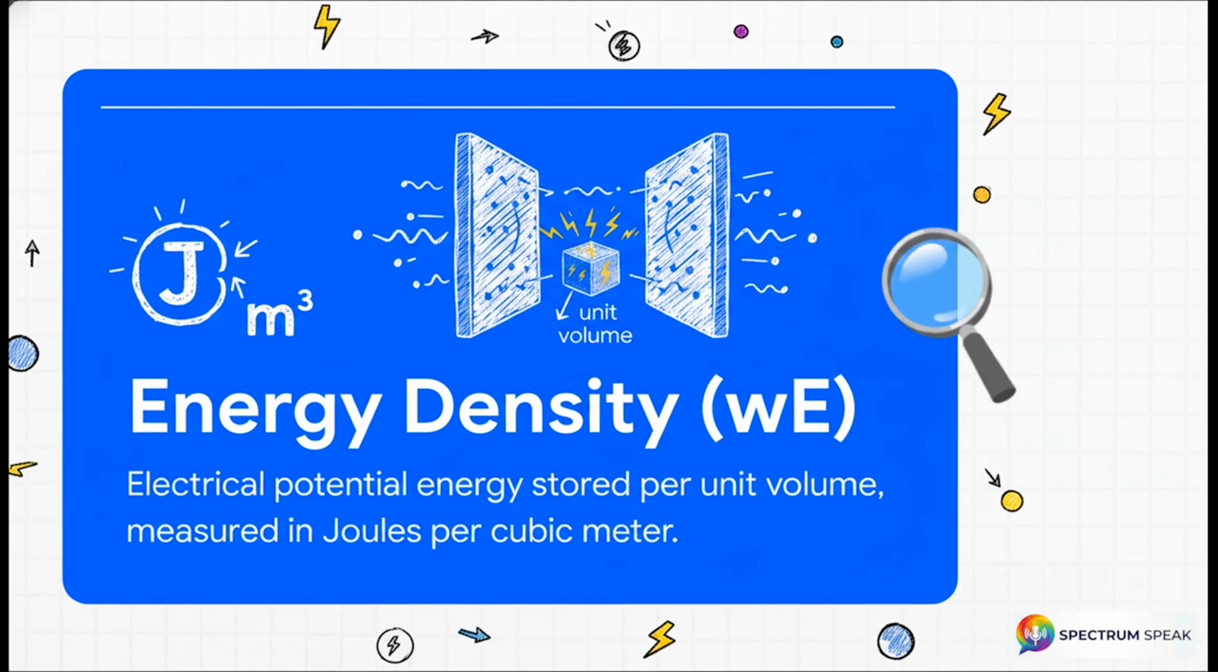Okay, let's start with the core concept directly from the source text. We're talking about electrostatic energy density. You'll usually see this denoted by a lowercase w sub e. By definition, this is the electrical potential energy stored per unit volume in an electrostatic field. And because we're looking at energy divided by a physical volume, the units are joules per cubic meter.